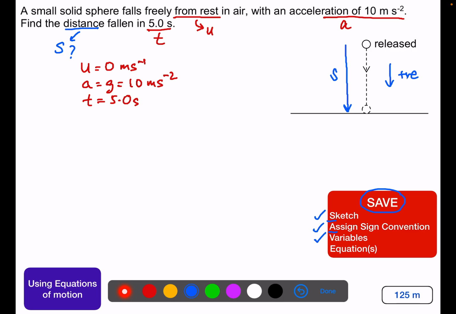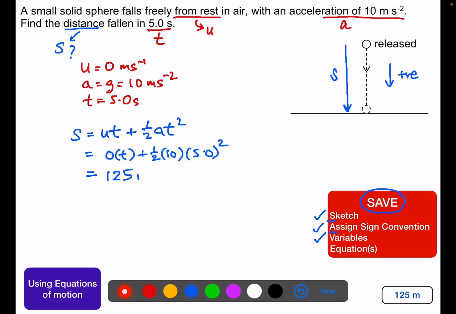Given these four variables, the equation of motion that has all these variables will be s equals ut plus half at squared, and we can do our calculations by substitution. Acceleration is 10, time is 5 seconds squared. So half times 10 times 5 squared. Using a calculator, you should get 125 meters, positive.